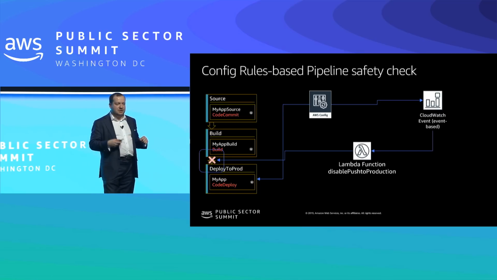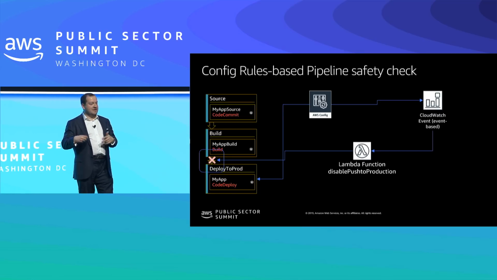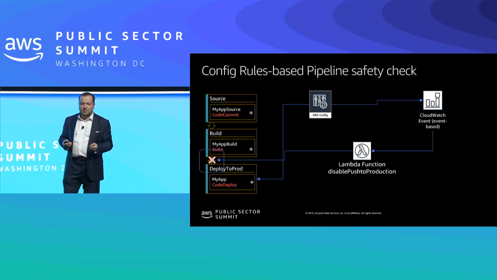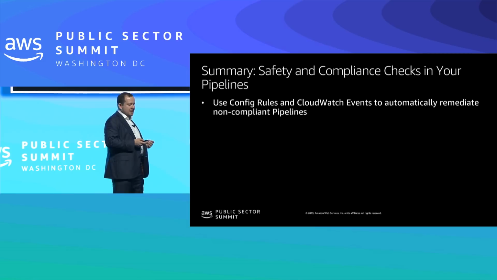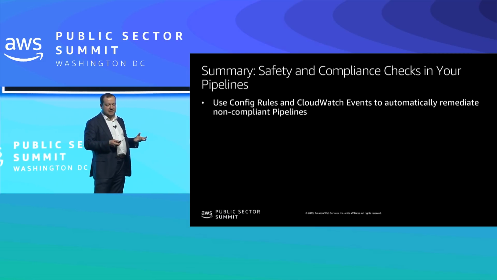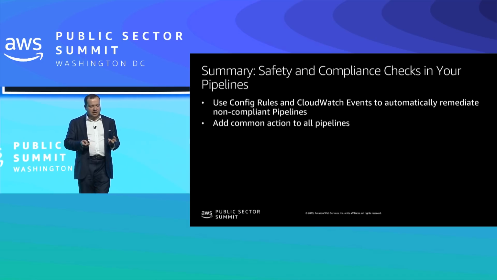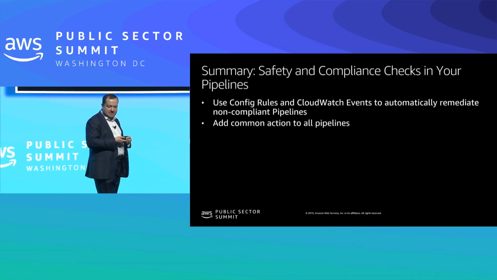This might be easier if you're managing a lot of different pipelines for a lot of developers, because if they're doing all the right things, everything works, and if they're not, their push to production is disabled. So just to summarize here, you want to use both. You can use Config rules and CloudWatch events to automatically remediate non-compliant pipelines. You can also add a common action which checks per-pipeline compliance.